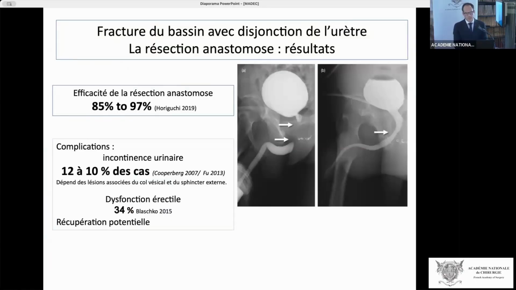Erectile dysfunction rates are mainly linked to the trauma, not just the surgery, and are reported at around 34%.